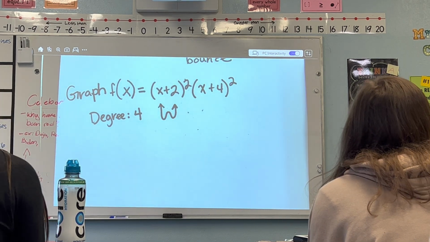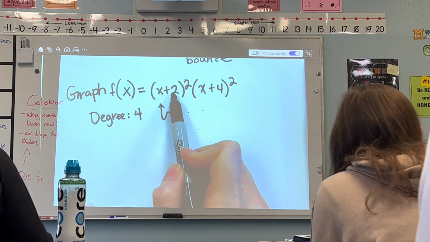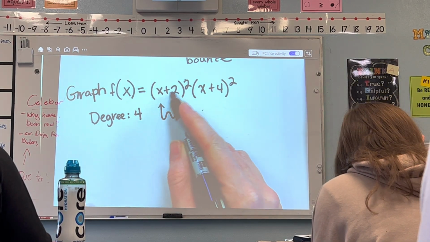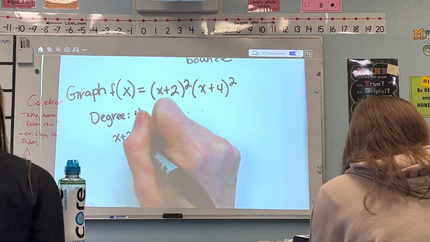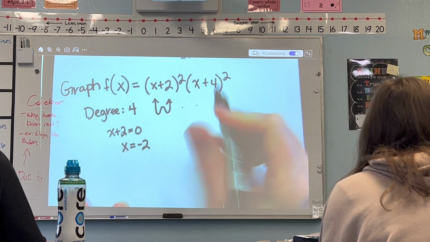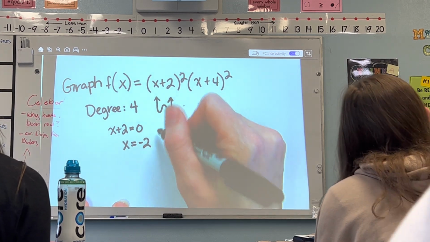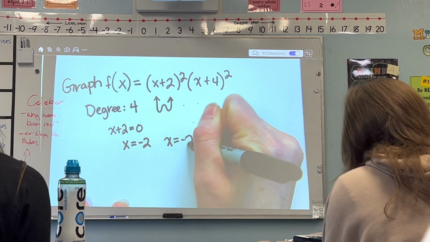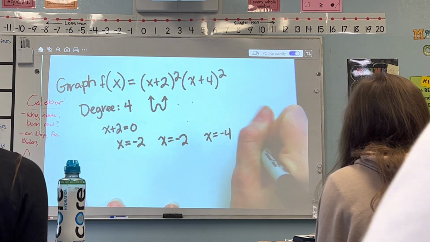Does that mean there's 2 of the 2s and 2 of the 4s? Yes. So what is this x-intercept? Negative 2. Yeah, and if you're ever wondering how we got that, you would do x plus 2 equals 0, solve that, and you get x equals -2. Since it's squared, there's 2 of those, right? Yes, good. And there's 2 of these because it's squared: x equals -4 and x equals -4.